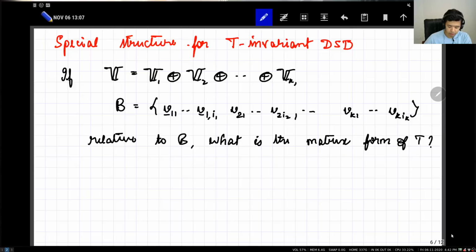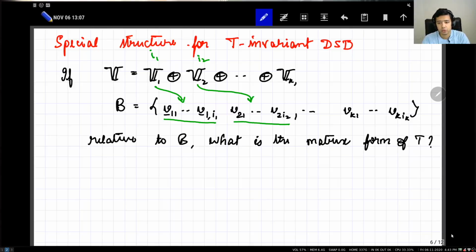But what is interesting about a general T invariant direct sum decomposition is that with respect to the basis corresponding to these subspaces, the matrix corresponding to T has a very nice structure. So let us suppose that V can be written as a direct sum of V1, V2 up to Vk, and let's look at basis vectors for V1, V2 up to Vk. Let's suppose that v11 up to v1i1 is the basis corresponding to V1, so the dimension of V1 is i1 and the dimension of V2 is i2. Let's suppose that v21, v22 up to v2i2 forms a basis for V2, and so on.